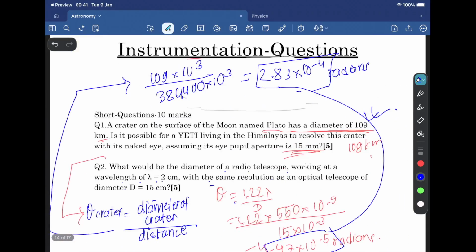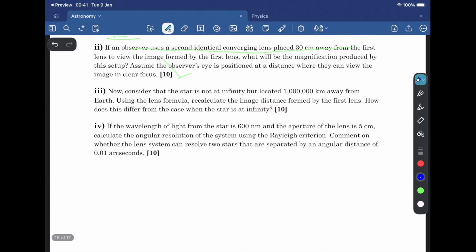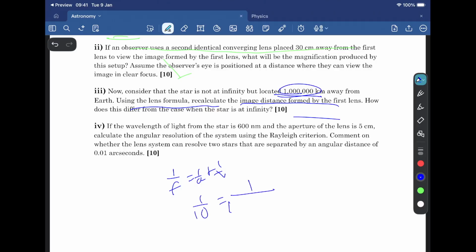So let's go to question number 3. 1 million kilometer. Recalculate the distance from the first lens. Let us do 1 by f equals 1 by u plus 1 by v, and we have 1 million whatever in 1 by u.